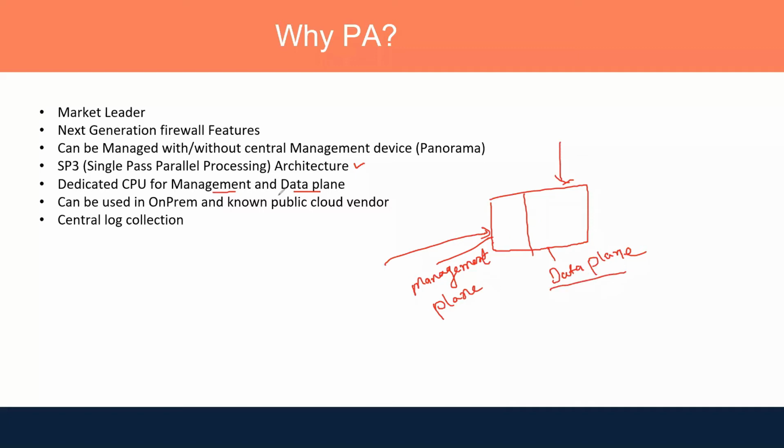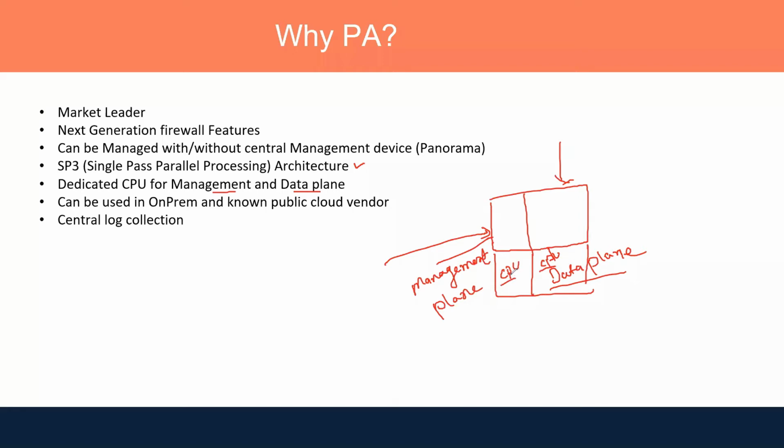So for the management plane and data plane, it has a dedicated CPU. It's not a combined CPU. In earlier firewalls, you might have seen that the same CPU was used for the management plane and the data plane. Here it is different. For the management plane there is a dedicated CPU, and for the data plane there is a dedicated CPU. What is the benefit of having a dedicated CPU?